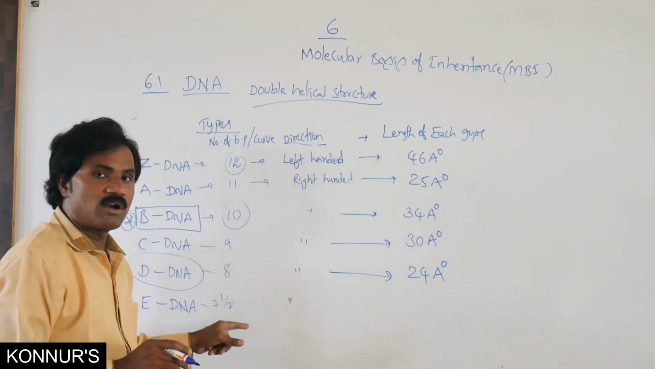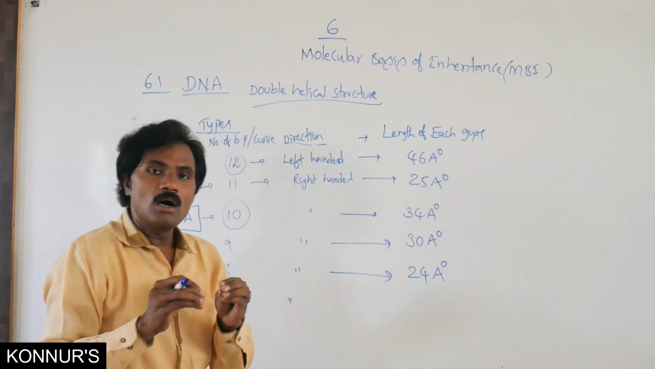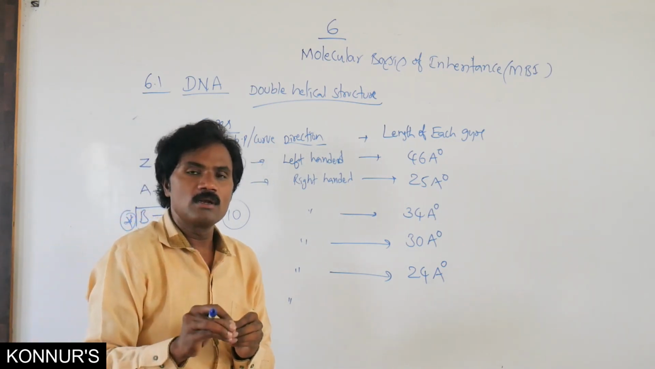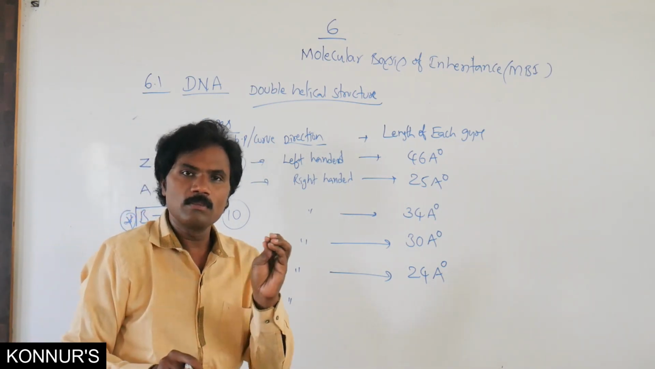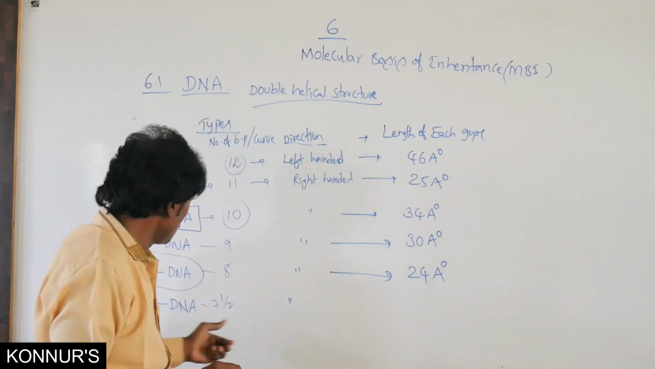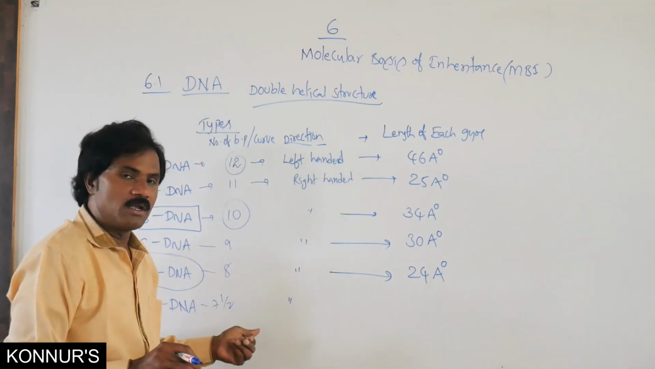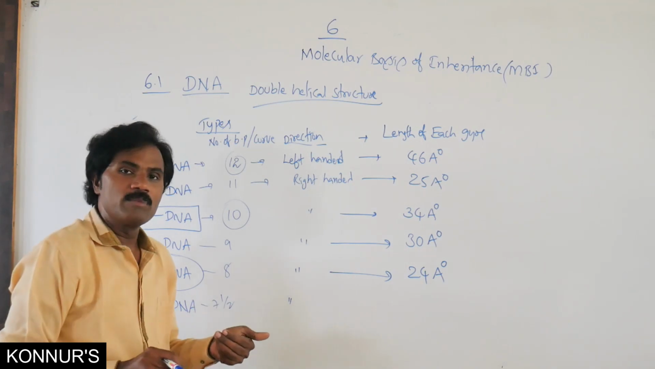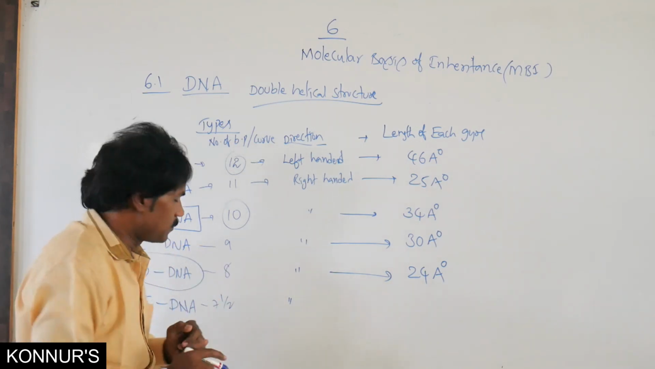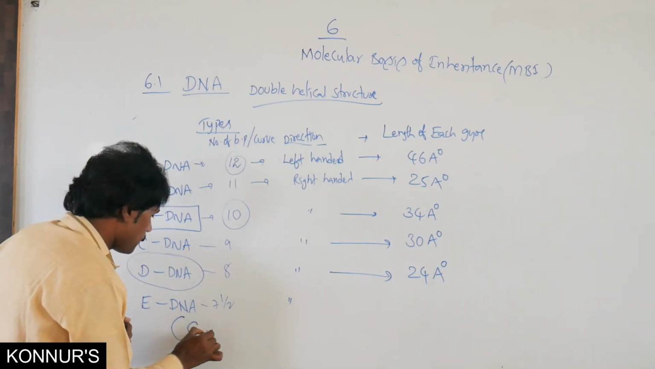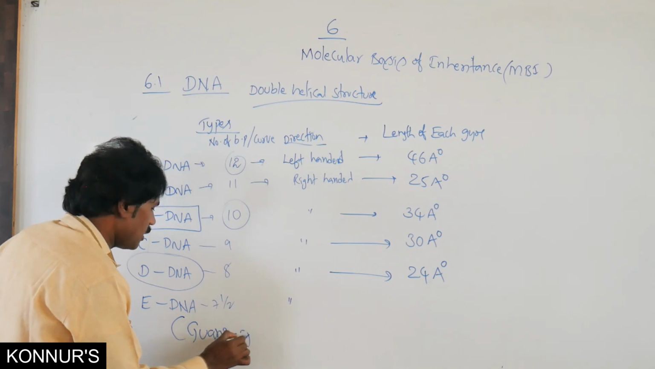Here I have written 7.5, because of the absence of one among the purines. Only two purines are there, adenine as well as guanine. Here, which purine is absent in E type of DNA? Normally, guanine is absent. Here, guanine is absent.